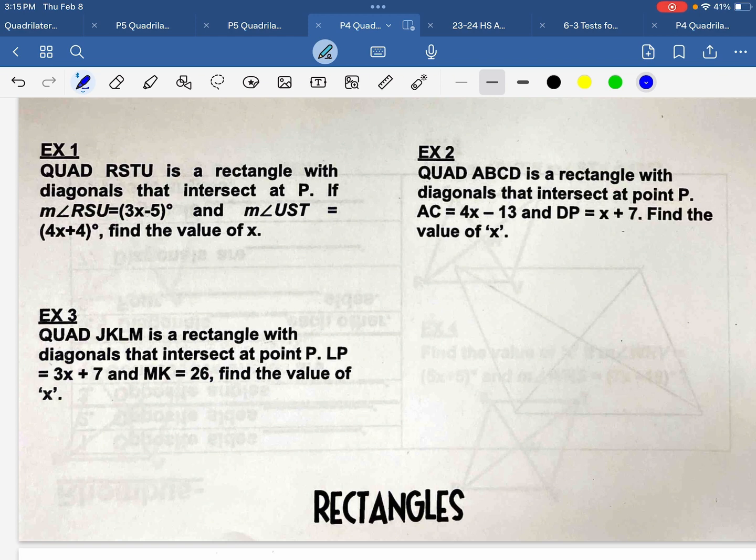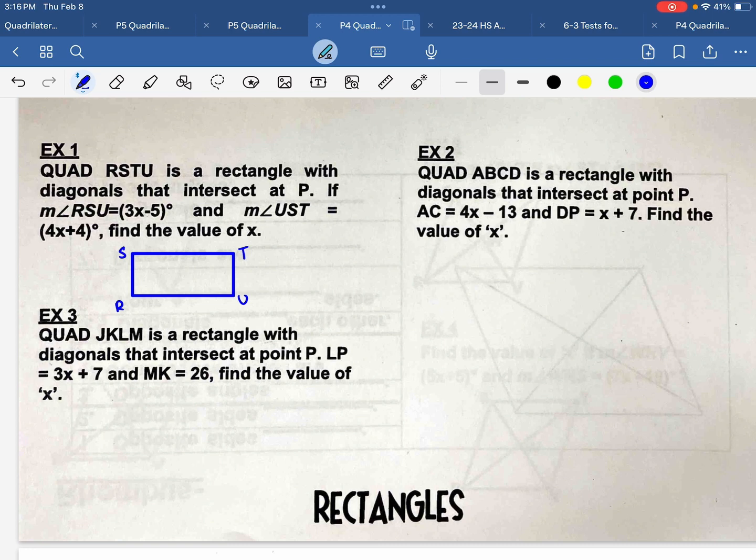Okay, so for this one, like I mentioned before, anytime you are not given a picture and you're only given letters, the way that you are supposed to label it is you start anywhere, and then you go in a clockwise direction. Quad RSTU, I guess I'm going to start here. I don't think it really matters since all of these angles are congruent anyways.